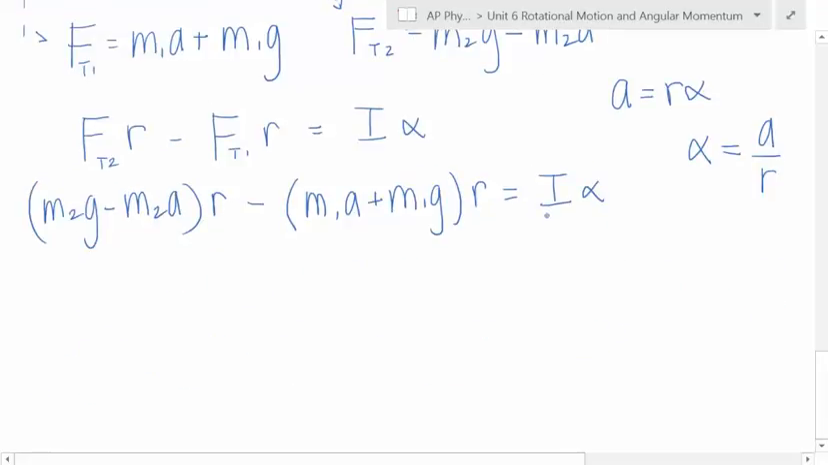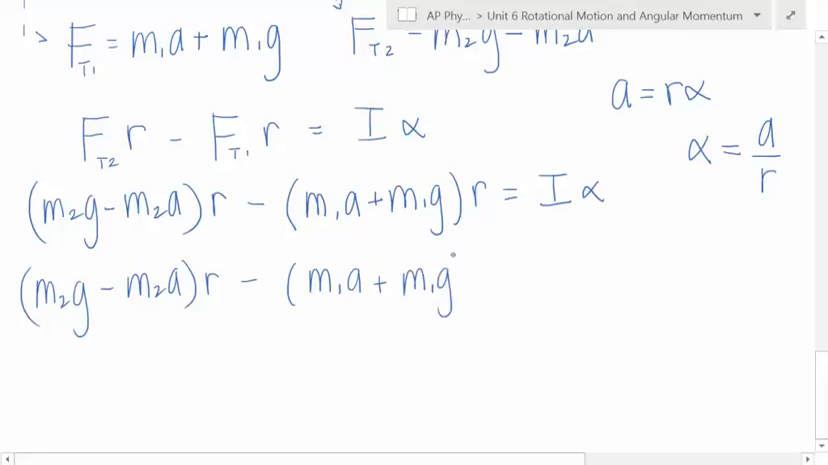And the moment of inertia for a disk is 1/2 mr squared. All right, so I'm going to have m2g minus m2a all times r, minus m1a plus m1g all times r, is equal to 1/2, I'm going to call it m3 for my pulley, the radius of the pulley squared, times the linear acceleration of the edge of the pulley divided by r, the radius of the pulley.